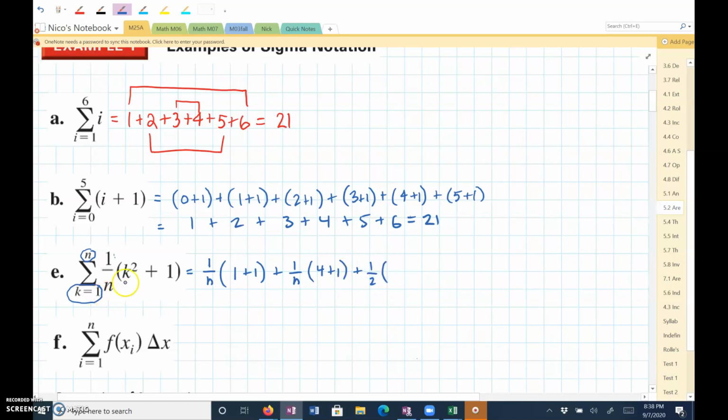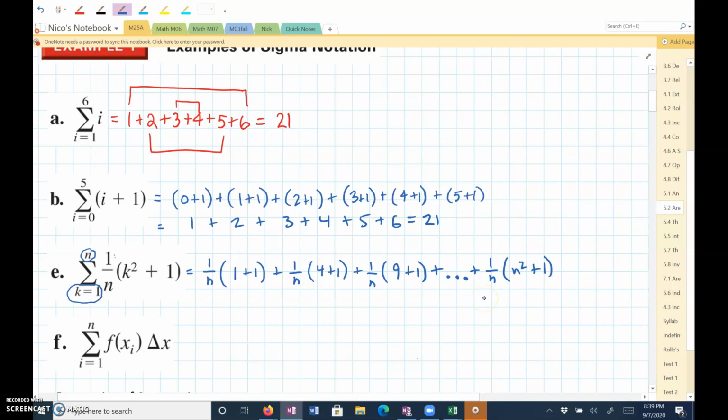The next one, you're going to do 3. So it's going to be 1 over n. 3 squared would be 9 plus 1. And then we could continue this on forever, but I'm going to do plus dot dot dot. And then I'm going to go to the nth term. So I'm going to do 1 over n. And then it's going to be n squared plus 1.